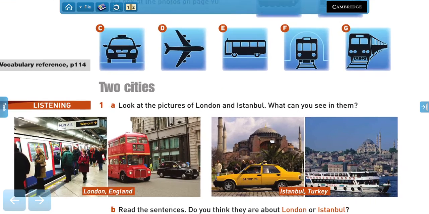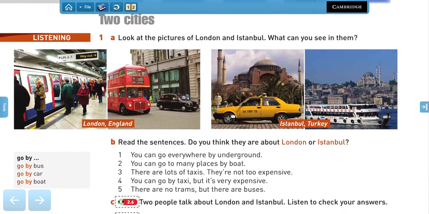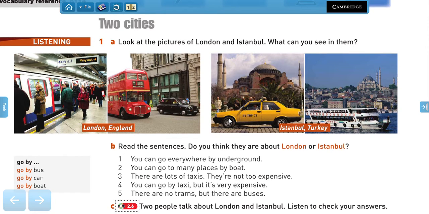Now let's continue. This activity is called Two Cities. So look at the pictures of London and Istanbul. What can you see in them? So here we have two pictures of London, England. What can you see here? What is this? This is the underground, right? And here we have an underground station. Then in the next image, we have a street, of course, a taxi, and a bus, right?